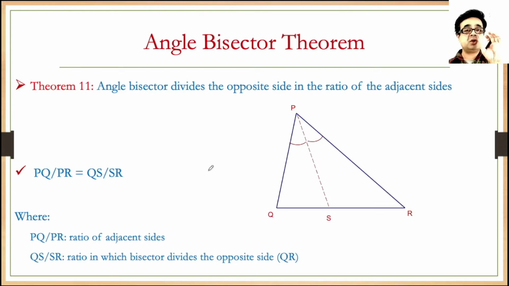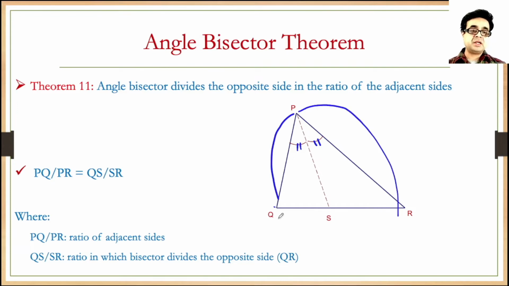divides an angle into two equal parts. So for here, PS is the angle bisector, and I have these two angles are equal. So it is dividing the angle P into two equal parts, divides the opposite side in the ratio of the two sides. So what that means is PQ divided by PR equals QS divided by SR.